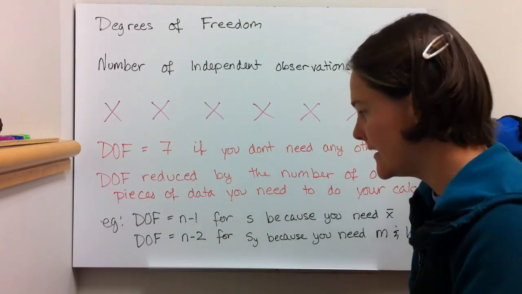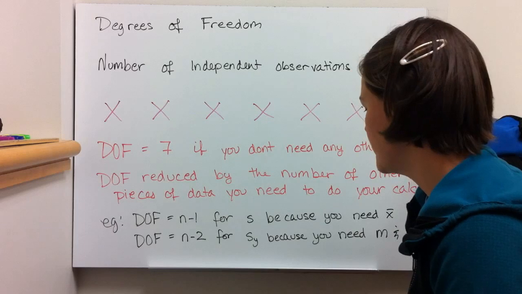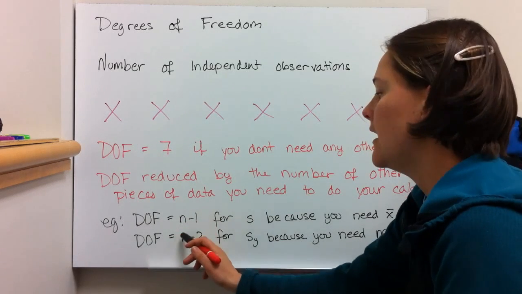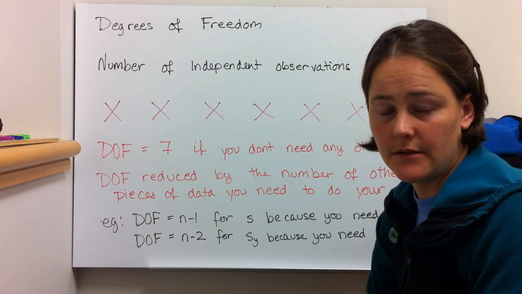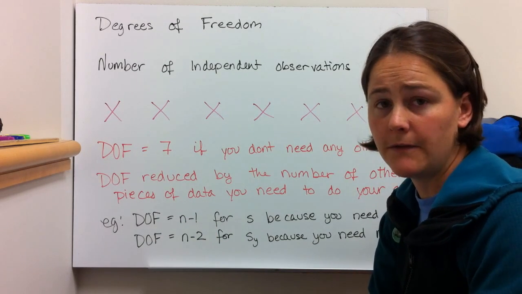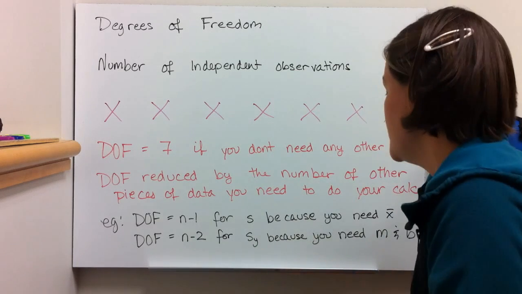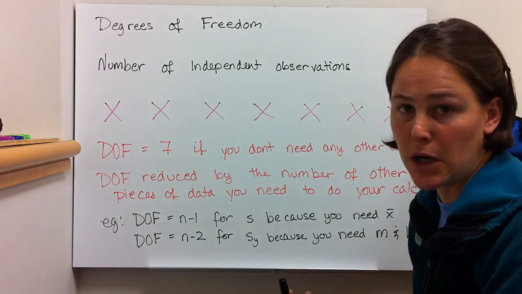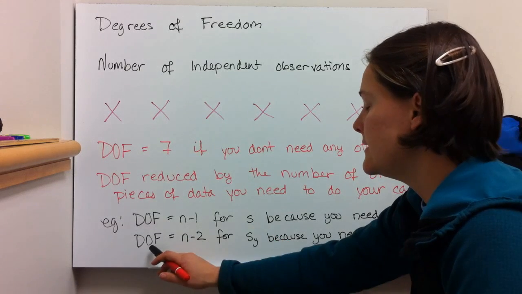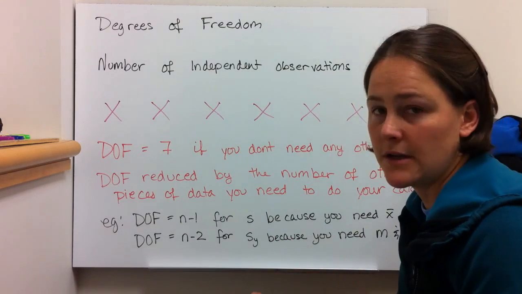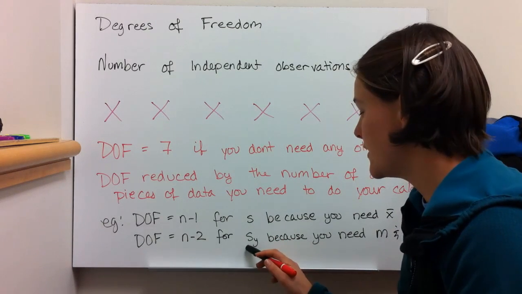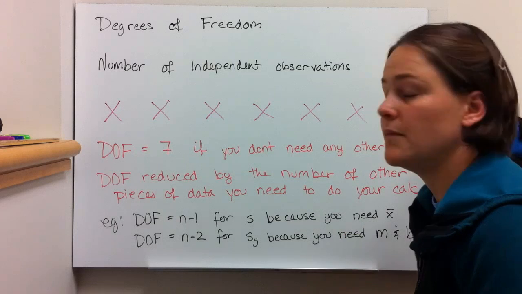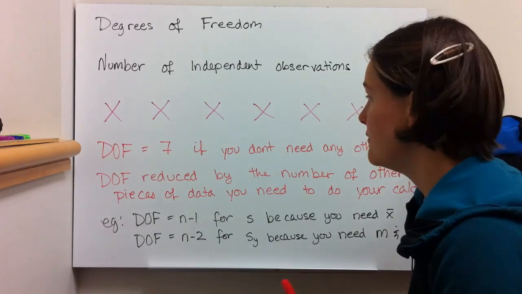That sounds a little bit nebulous, but for instance, you have a degrees of freedom of n minus 1 for a standard deviation normally, because in order to calculate s, you need x bar. So in this case, the degrees of freedom is n minus 2, because in order to calculate sy, you need to calculate both m and b, which takes away some of your degrees of freedom.